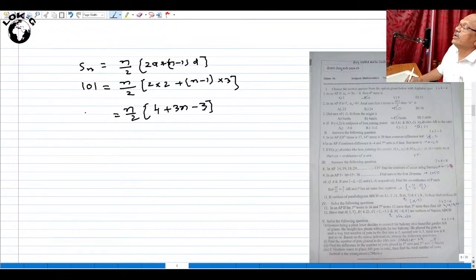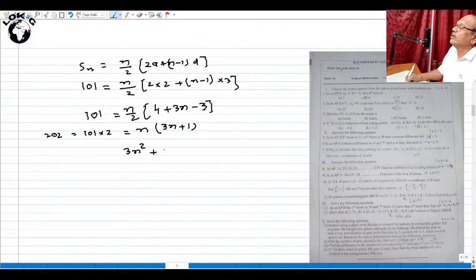Okay. You can write 101 here. You have to solve for n. Take the 2 to the left. You get 2 into 101 equal to n into (3n plus 1), right? 2 into 101 is 202. Okay, let us solve for n. It's a quadratic equation. You can simplify this. You will get 3 into n is 3n square plus n, equal to 202.